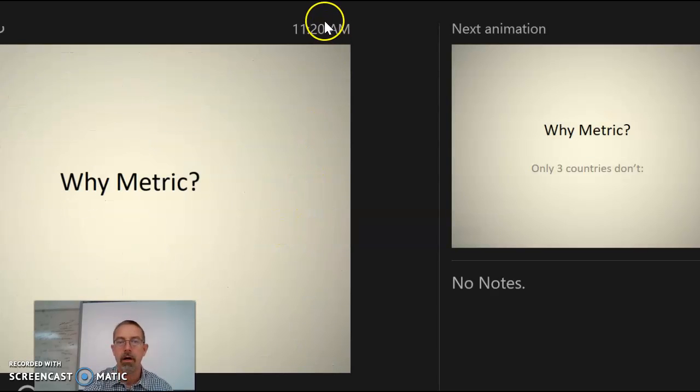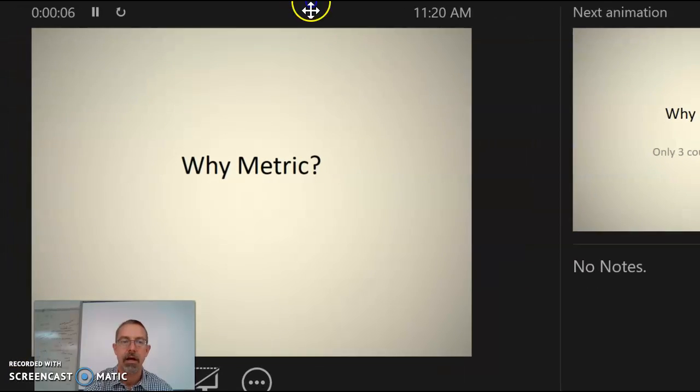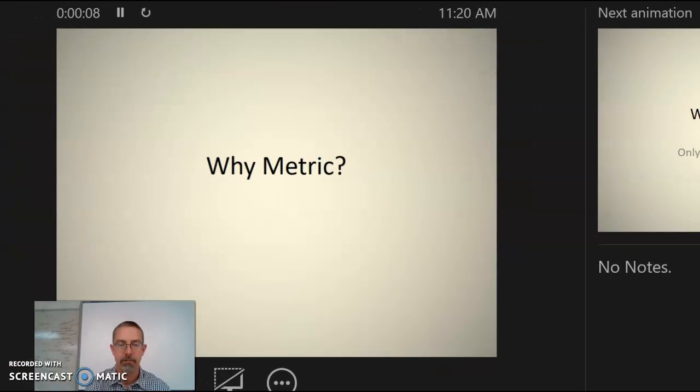We're going to talk a little bit today about why we are going to be using the metric system in science and then how to apply it as well. So those are going to be some things that we're going to look at. So why are we going to use the metric?